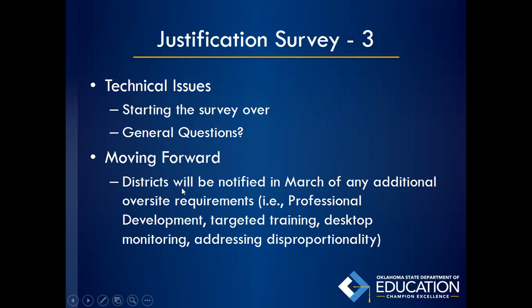Moving forward, districts will be notified in March of any additional oversight requirements, and we're going to be looking at last year's OAP percentages, and we'll look at trends, divide those districts into tiers, and then see if there's any oversight activities that your district might need to complete, like it was last year. But this piece should already be taken care of, so that will be big in identifying these oversight activities for our districts.